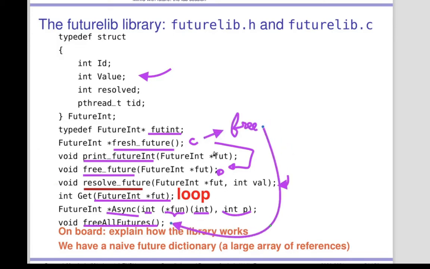So if you summarize, the code that has to be callable by the program is the function get and the function async, and the free all futures that is generated automatically, but it's also callable for the program. So this is what is called by the programmer.